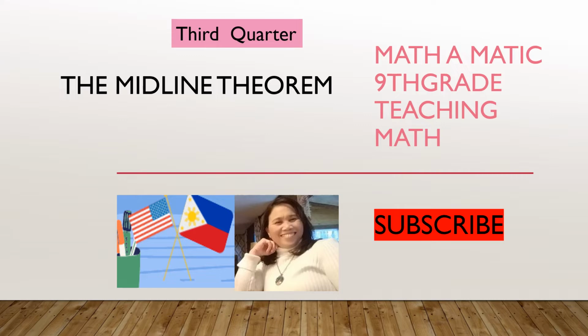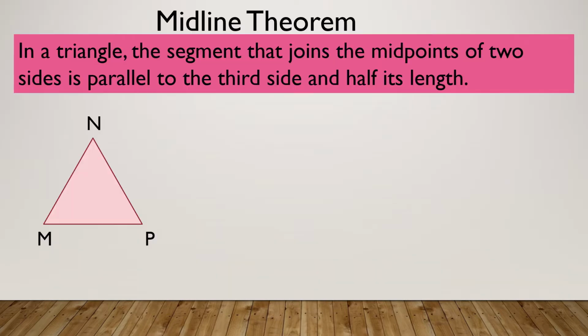Let's get started in today's lesson. Now you're going to learn about the midline theorem. It's a theorem, which means that this statement has been proved. In a triangle, the segment that joins the midpoints of two sides is parallel to the third side and half its length. Okay, so let's illustrate that one.